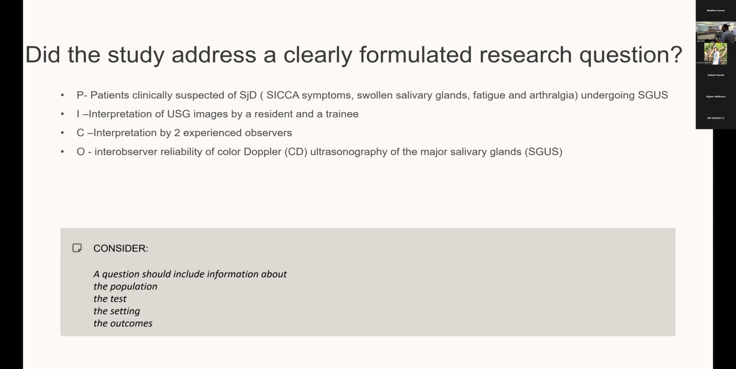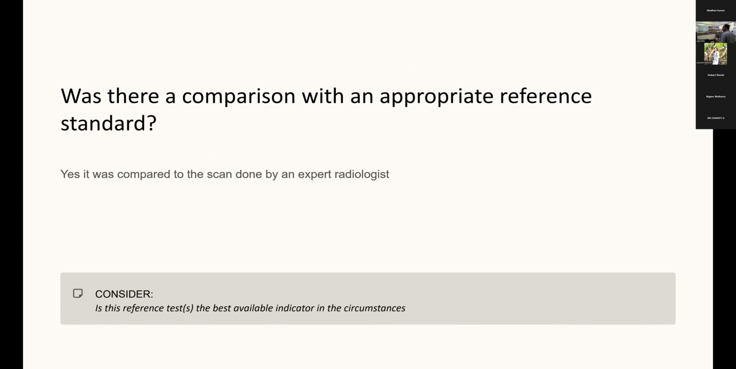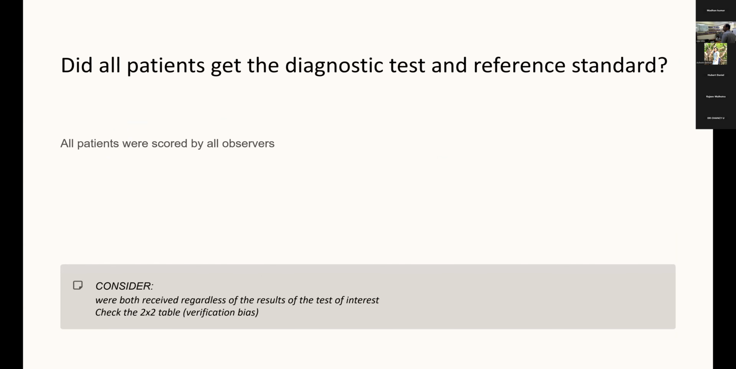The outcomes they were looking at is both intra and inter-observer reliability of the color Doppler ultrasound of the major salivary glands. Was there a comparison with an appropriate reference standard? It was compared to the scan done by a pair of expert radiologists. Two of them did the scans independently, and that was the reference standard to which it was compared. Did all patients get the diagnostic and the reference standard? Yes. All patients were scored by all observers.